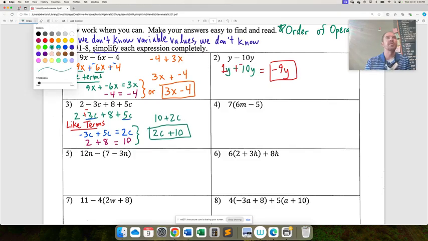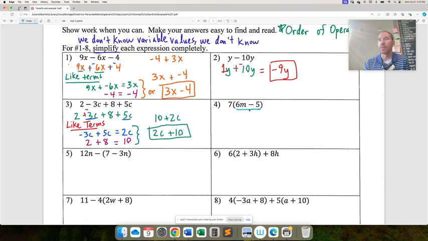Number 4 is where it gets a little tricky here now with those parentheses. Remember, we want to follow order of operations as much as we can. So we should really start here. Let's not worry about that 7 yet. 7 is outside parentheses. Let's think about 6m minus 5 inside the parentheses, inside the group. But there's nothing to do. I can't perform 6 times m and then subtract 5 unless I know the value of m.